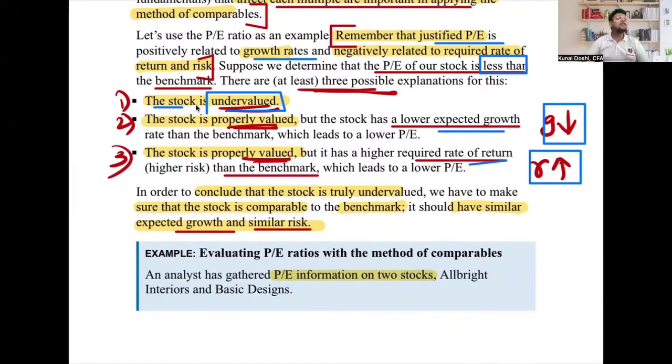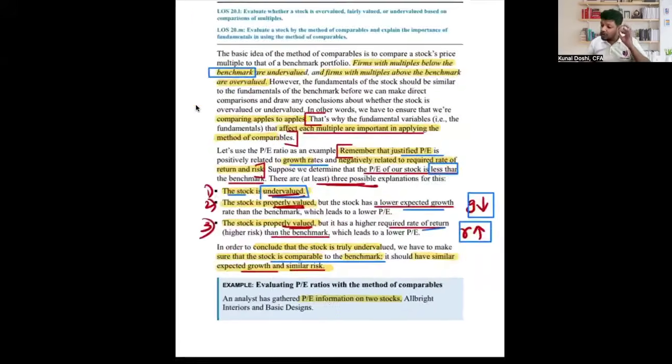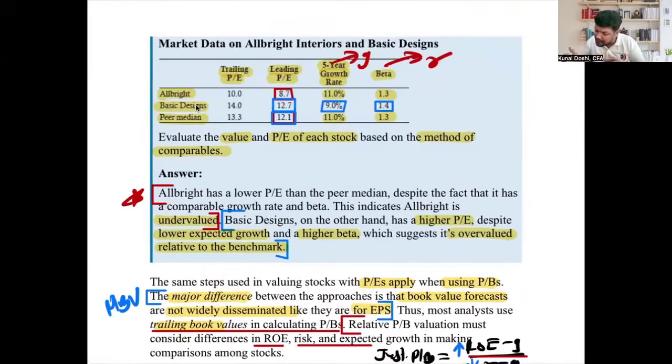Correct? Now, how will I know whether it is truly undervalued or not? For this, they have said we have to make sure that the stock is comparable to the benchmark in terms of growth and the risk. So when the growth and the risks are similar to that of the benchmark, only then you can conclude it is under or overvalued. Got it, everyone?